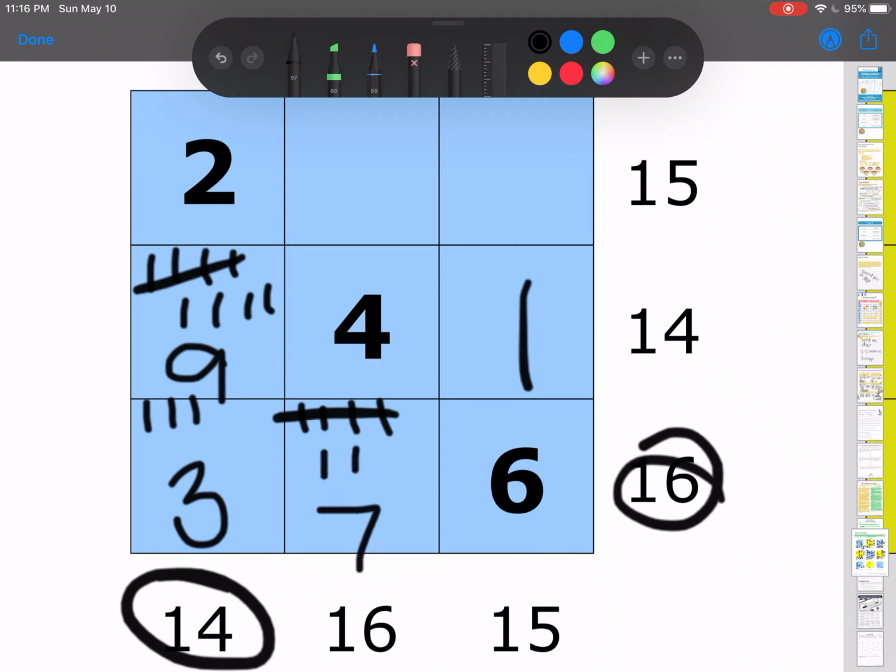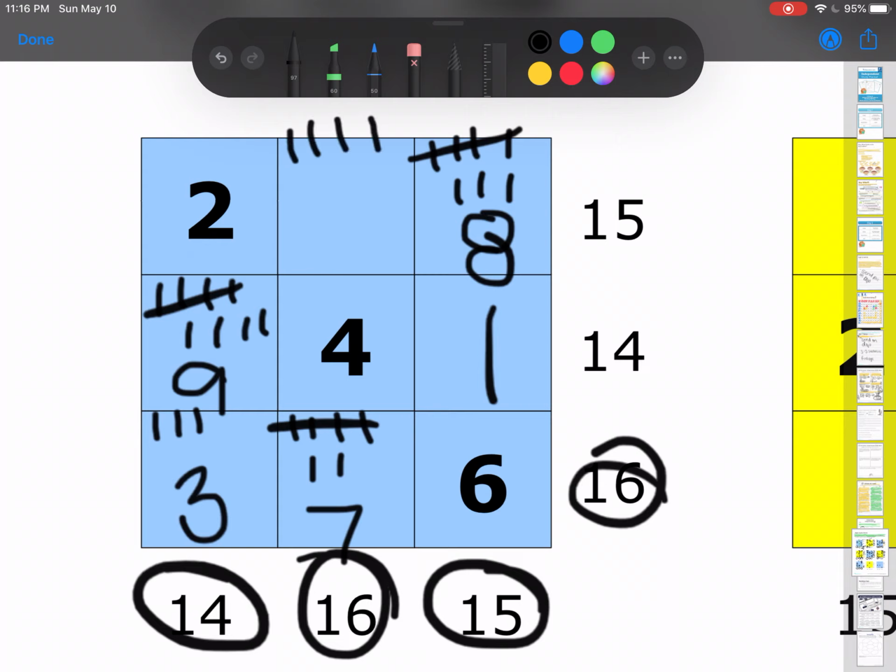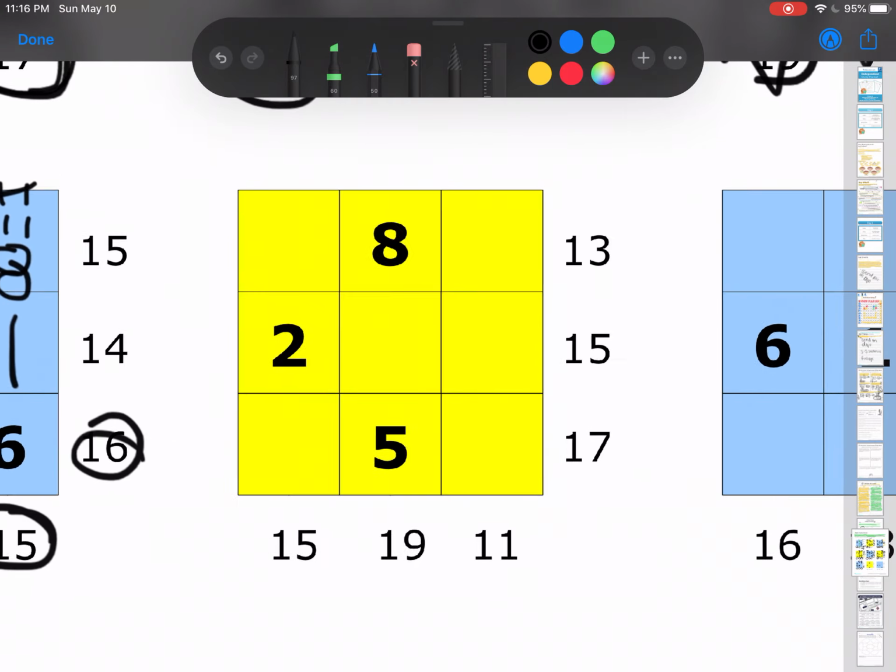That's a 7. 6 plus 1 is 7. I need to get to 15. So 7, 8, 9, 10, 11, 12, 13, 14, 15. That's 5, 6, 7, 8. That's 8 in that box. And I need to get to 16 here. So 7 plus 4 is 11, 12, 13, 14, 15, 16. That is a 5. Did I repeat any numbers? Nope. So that one is good.